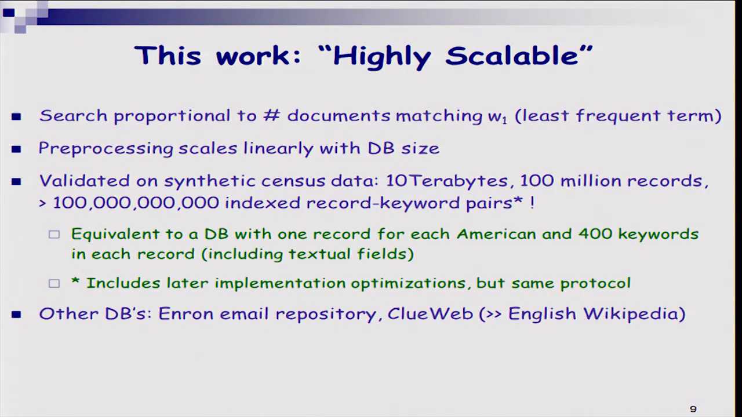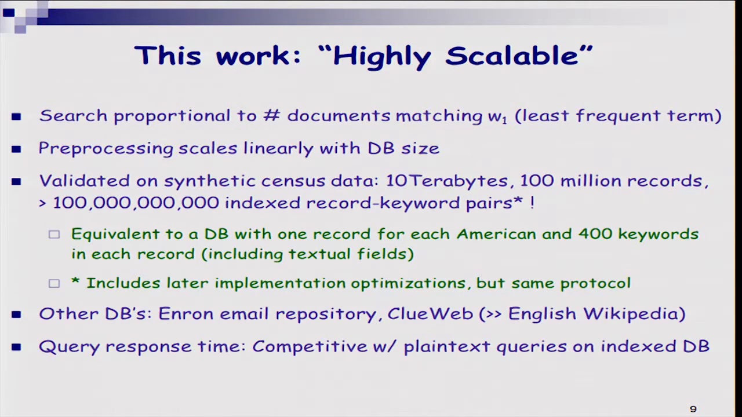We also have other examples, including this ClueWeb, which is a collection of websites, which include all of the English Wikipedia, meaning that you can search all Wikipedia, which is encrypted, and still ask any Boolean query and get the correct pages in an encrypted form. And the query response time is basically competitive with plaintext queries, like MySQL queries on the plaintext database.